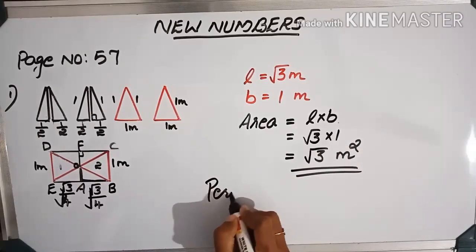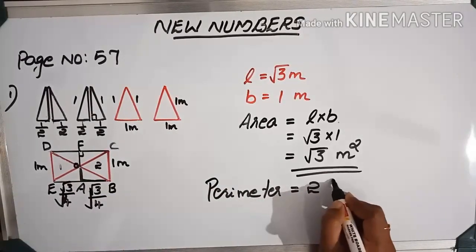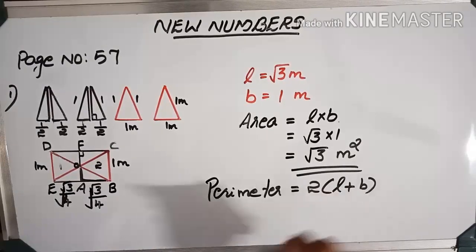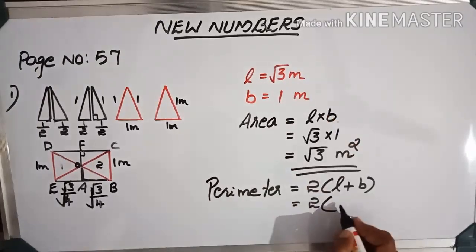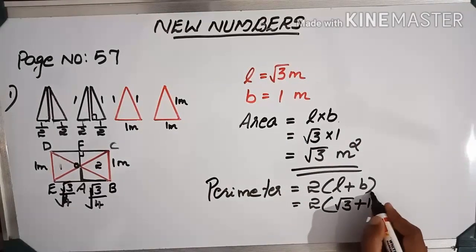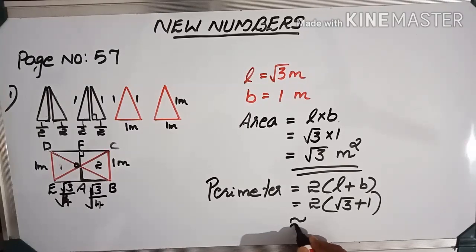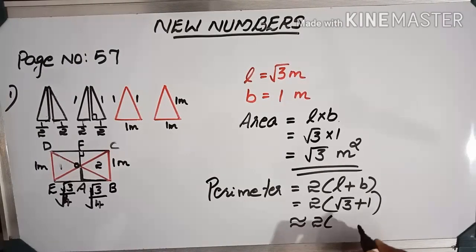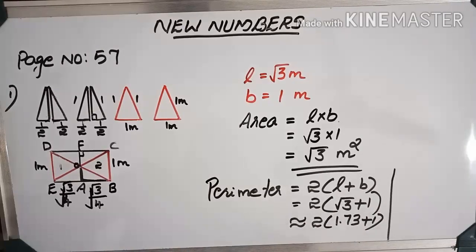Next is perimeter. Perimeter is what? Length and breadth, if we know, perimeter of a rectangle is 2 into L plus B. So answer will be 2 into length is what? Root 3. So root 3 plus breadth is what? 1. Like this. Now we can apply the approximate value. What is the approximate value of root 3? Approximate value of root 3 is 1.73 plus 1. So answer will be 1.73 plus 1 will be 2.73.